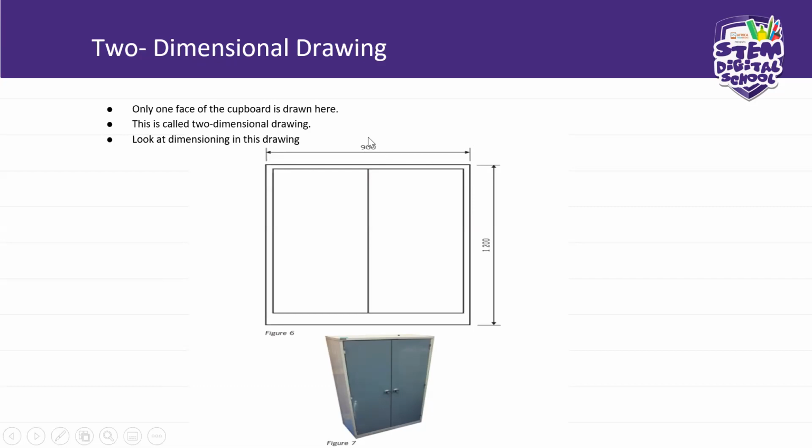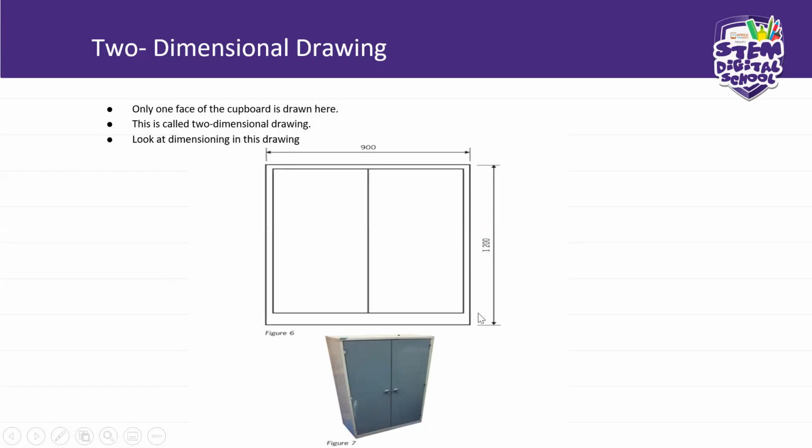Then you write your measurements only in value. You don't write the units. 900, we know 900 will be millimeters, but you don't write millimeters on the drawing. And where do you write the value? You write it on top of the arrow. You see this arrow goes from here to there. It's vertical, so the measurements are on the left side. For the horizontal one, the measurements will be on top. We know 1,200 millimeters is from the bottom to the top.